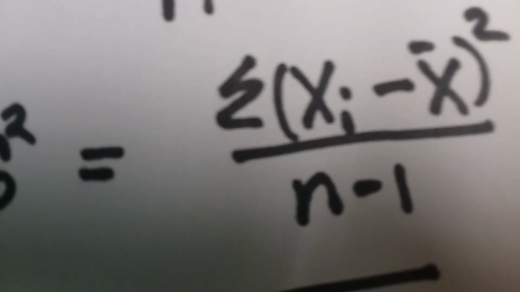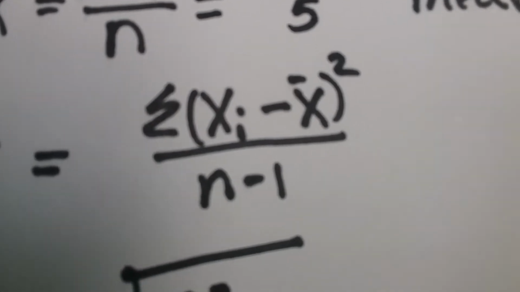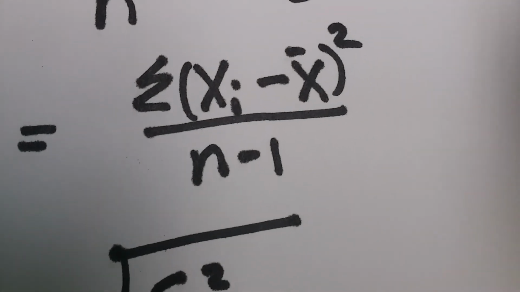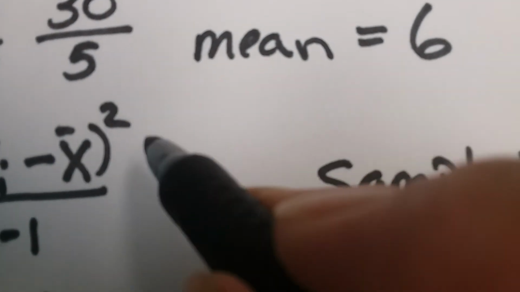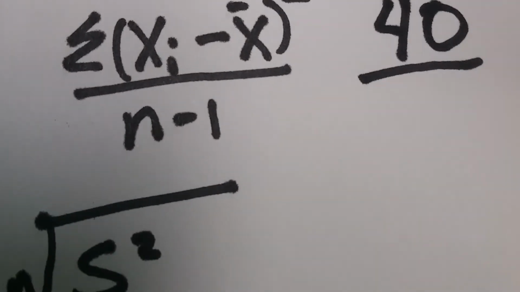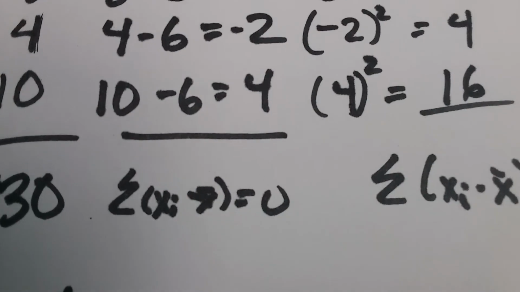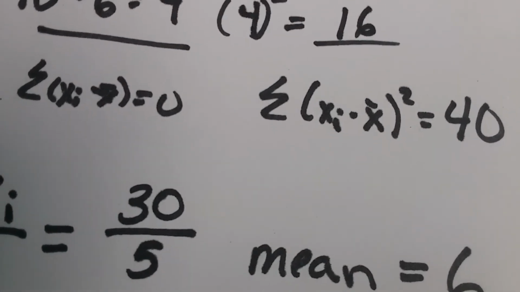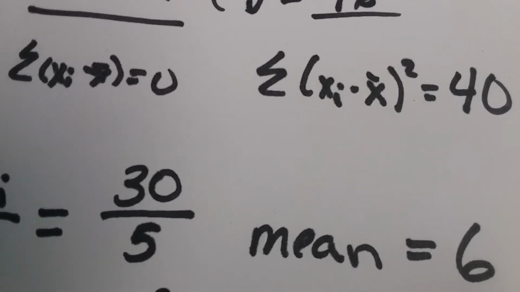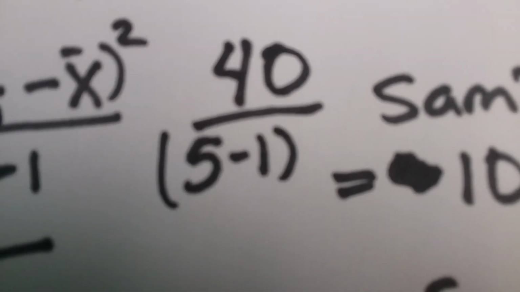The next statistic we're going to calculate is the sample variance. The sample variance is equal to the sum of x sub i minus x bar squared, that's the 40 we just calculated, divided by n minus 1. n is the number of observations in our sample, and you can see we have 5. So that's 5 minus 1 in brackets. 40 over 4. My sample variance is 10.